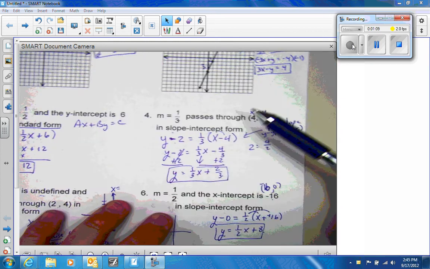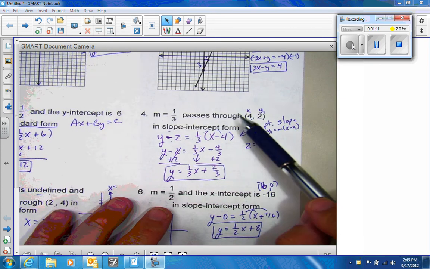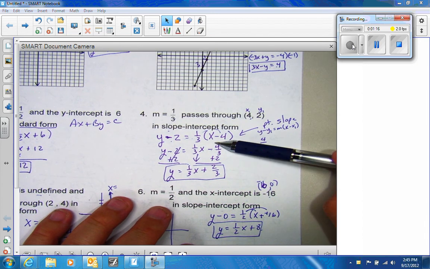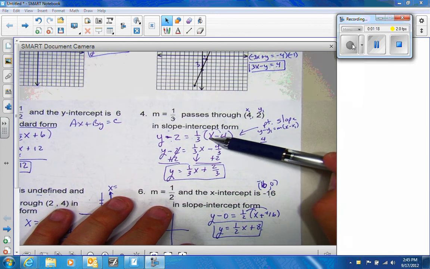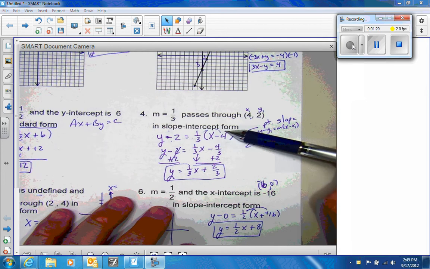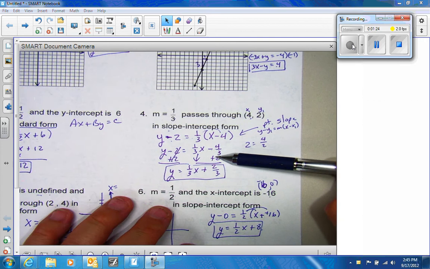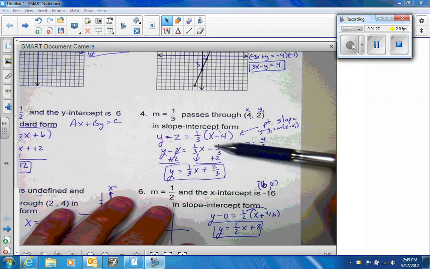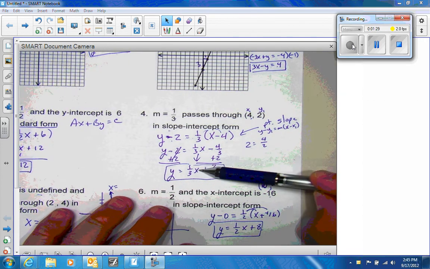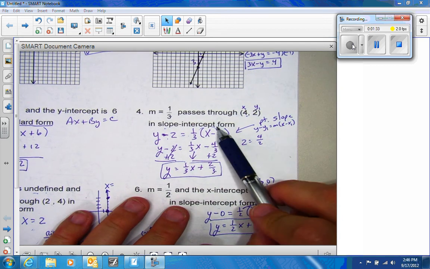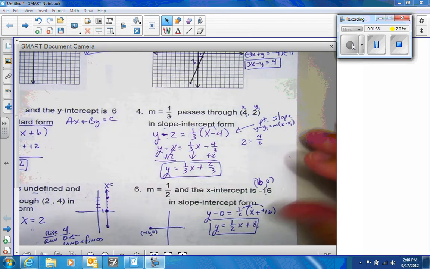Number 4, you have a slope of 1/3 and passes through this point. Well, because we have a slope and a point, we're going to use point-slope form. Plug in the features. We're going to distribute the 1/3, and then after you distribute, you're going to move this 2 over. Use your calculator in order to add these together. And you get y equals 1/3 x plus 2/3. Notice we want it in slope-intercept form, so basically we're done with this problem.